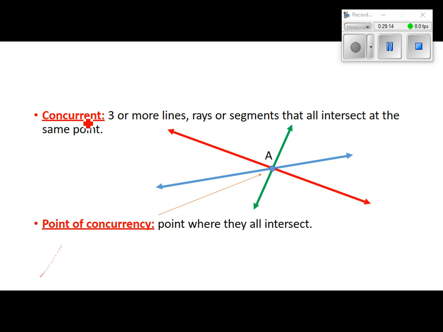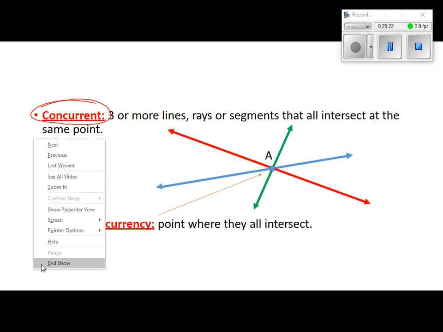Nothing really hard about point of concurrency or concurrent, except it's one of those words that everybody likes to forget. Like on the vote or on the crossword, stuff like conjecture and perpendicular, you guys seem to have trouble with, and I'm not sure why.